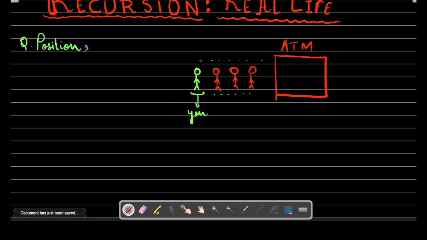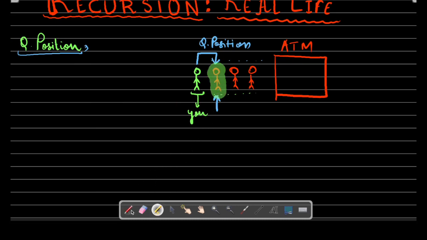What else you can do is you can ask the person who is standing right next to you. You can pass over your question. The same question you can ask the next person who is standing in front of you. So the question is the same: what is the position? But now this question is not addressed to you. Now this question is addressed to the next person who is right in front of you, this guy.